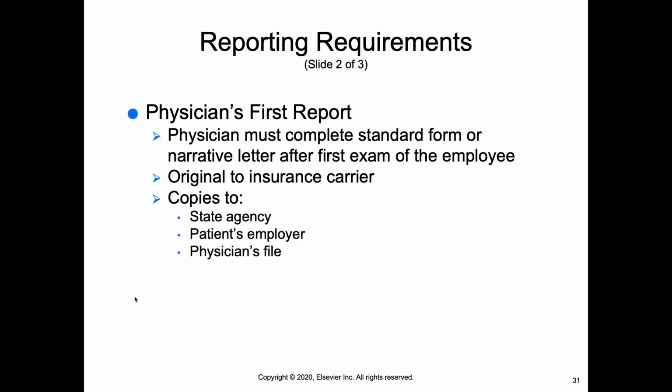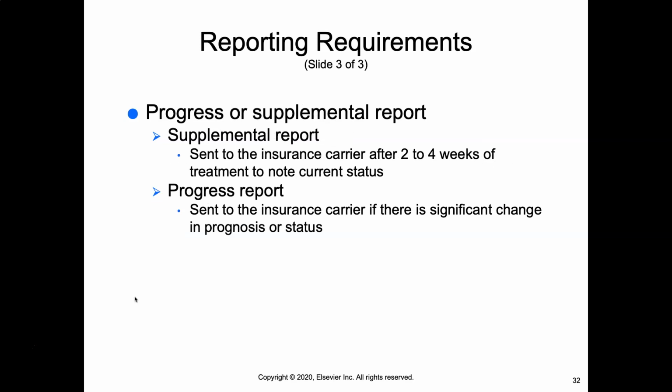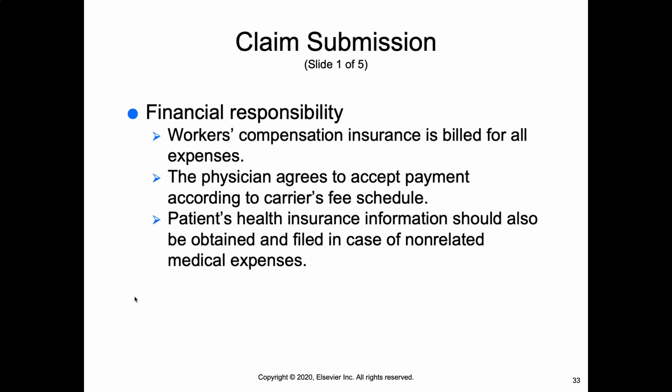And that's where they examine the patient for the first time and they say, okay, here's the situation. And they need to make sure in this first report that they indicate what level of disability they believe the patient has at the present time. And then there are progress or supplemental reports that come as the patient is seen subsequently. And again, these are important to track what's going on with the patient's disability. Has it transitioned from partial to permanent, or partial to total? Those are important things to know.